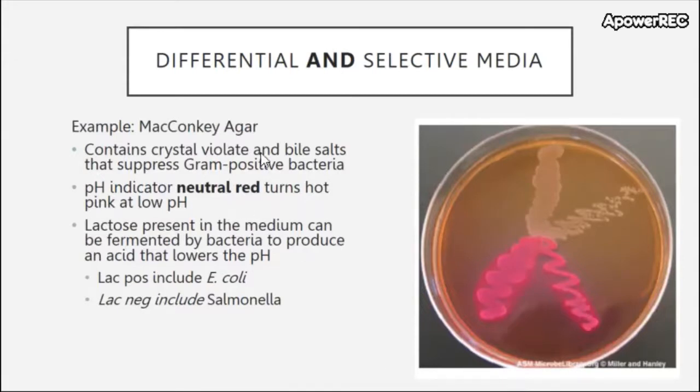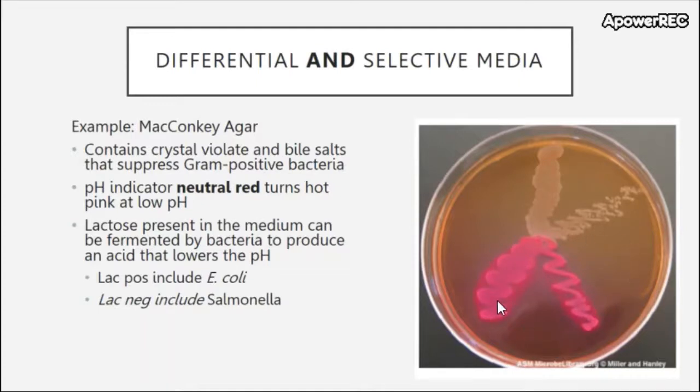Next up is MacConkey agar, which is a really cool agar that is differential and selective. It contains crystal violet and bile salts, and these two compounds suppress the growth of gram-positive bacteria. So we can say it's selective for gram-negatives, or another way, it's selective against gram-positive bacteria. It has a pH indicator. It's not phenol red in this example. It's called neutral red, and this neutral red turns a hot pink color at low pH.